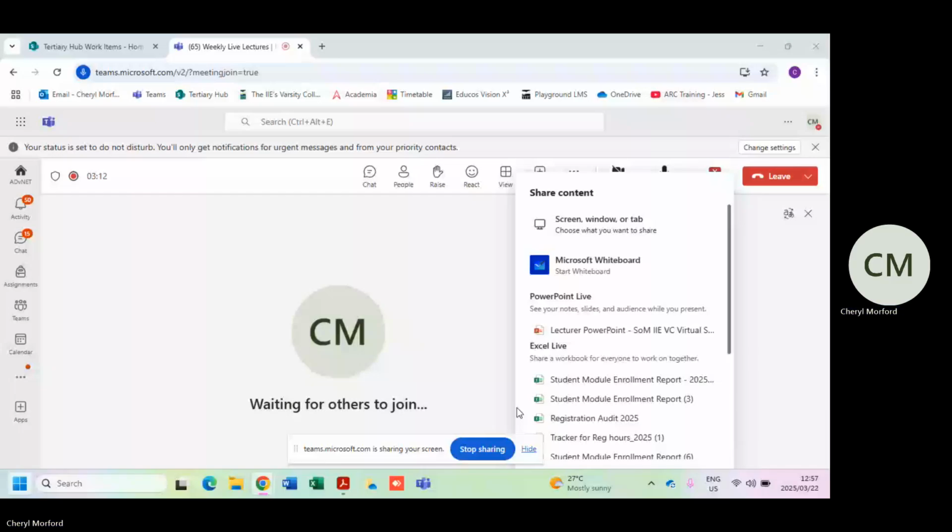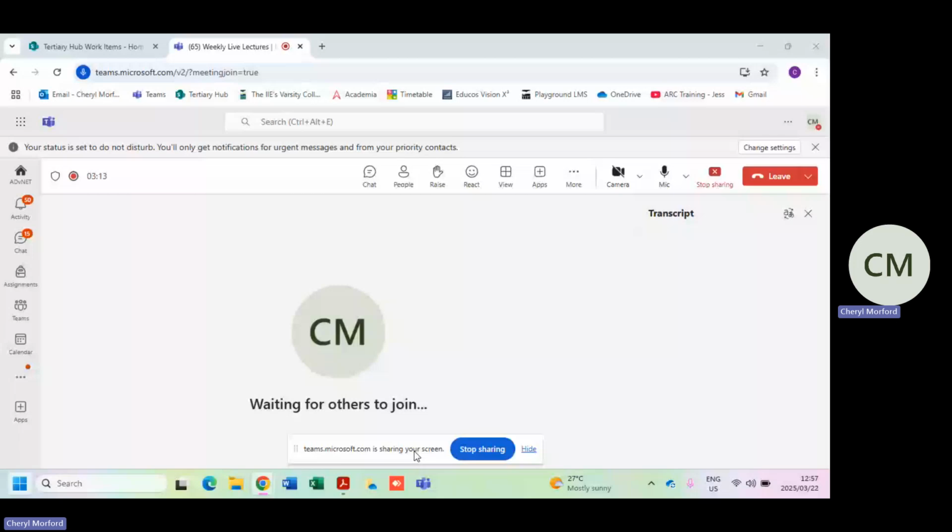So just give me a short while, please, to set up and share my screen. I'm not disappearing. I'm just getting myself ready. So here we go. We should be sharing screen. And this is the document that I want.